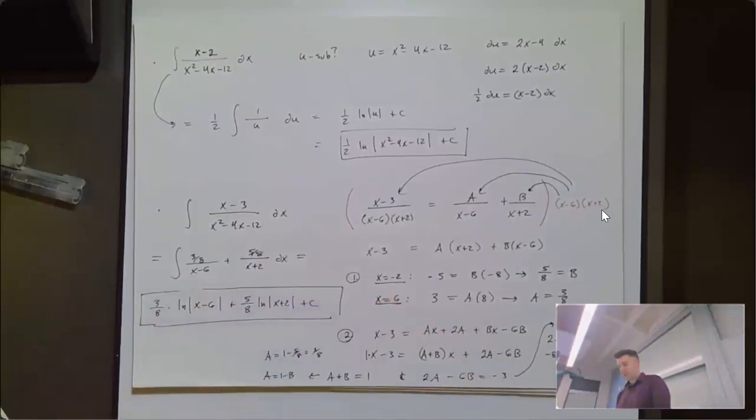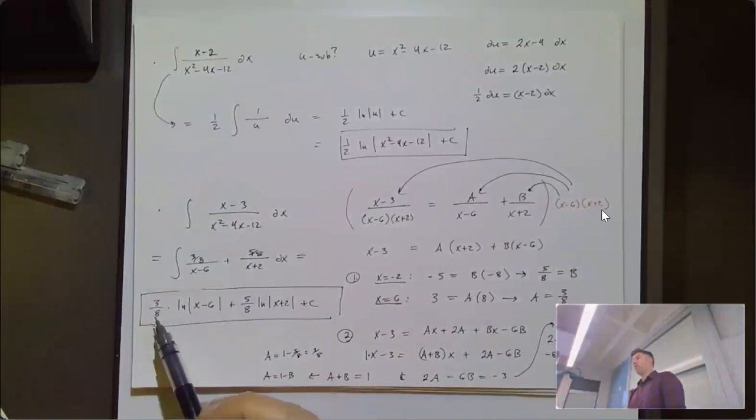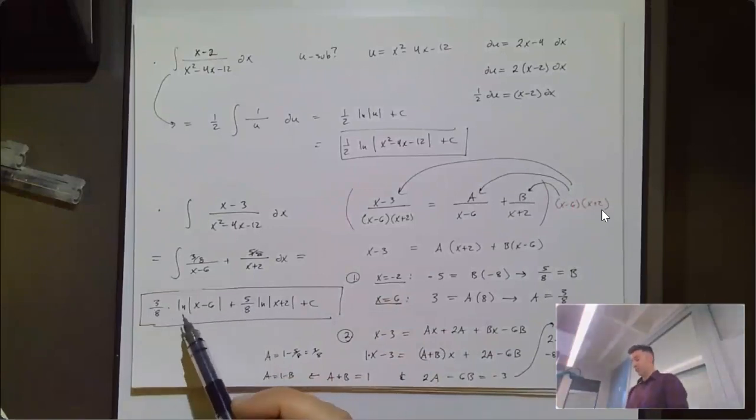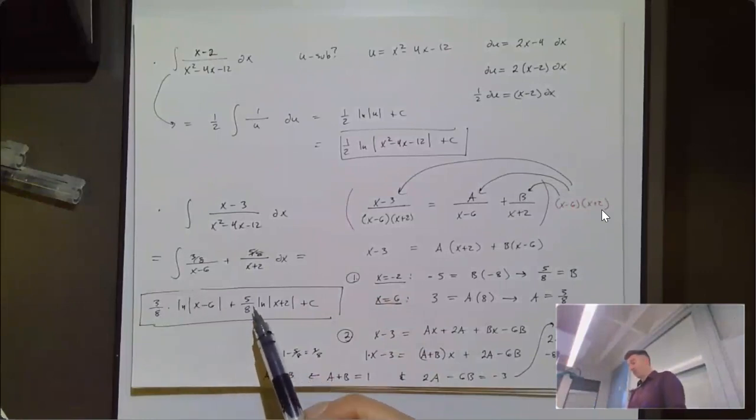You might see people combine this or condense this into one logarithm. I wouldn't really do that unless they happen to have the same coefficient. Here, you could write this as the natural log of x minus 6 to the 3/8 power plus the natural log of x plus 2 to the 5/8 power, and then smash those together, but there's no good reason to do that.